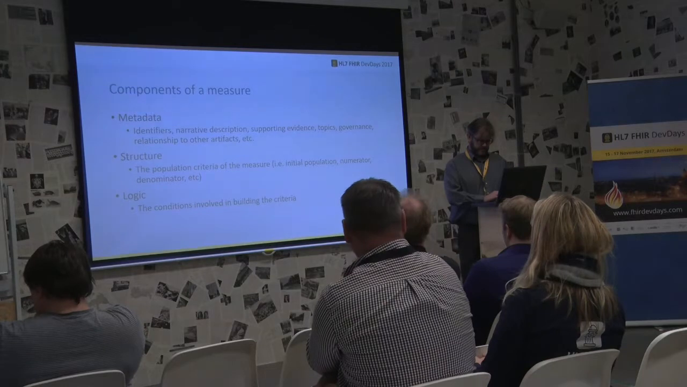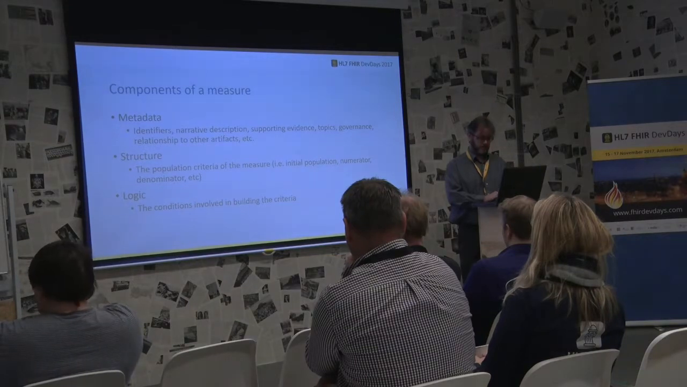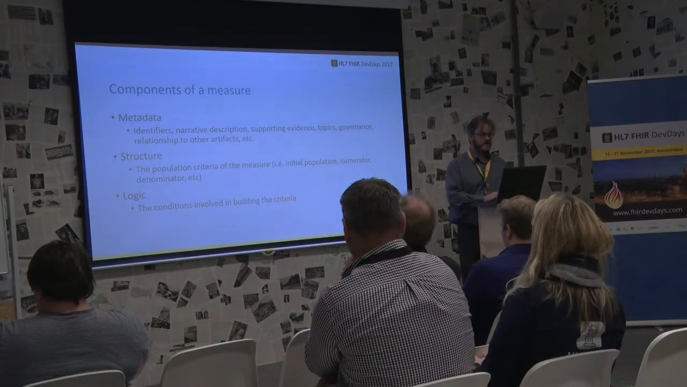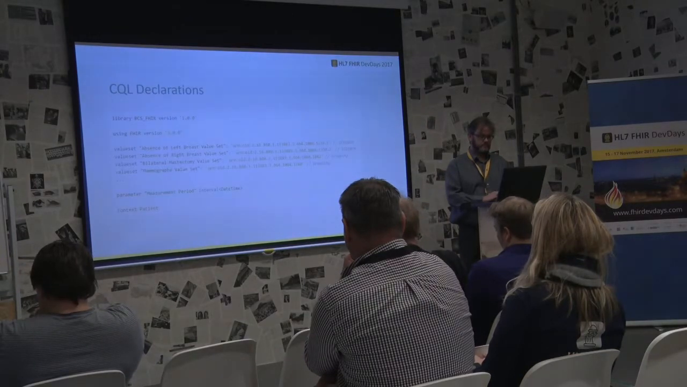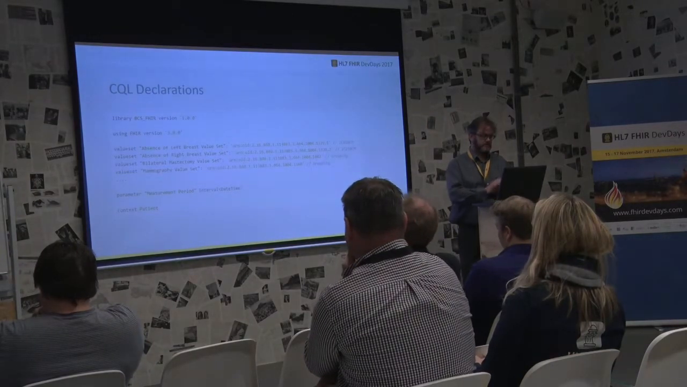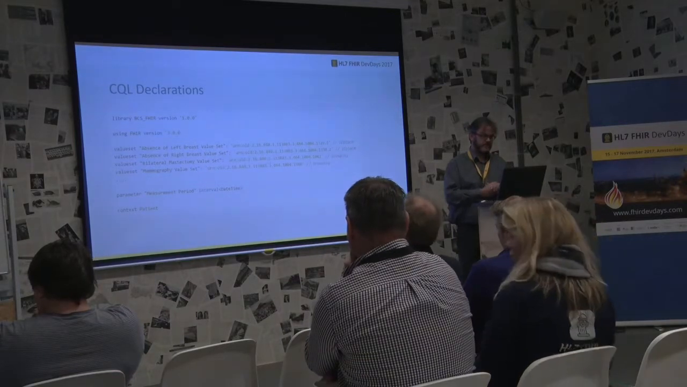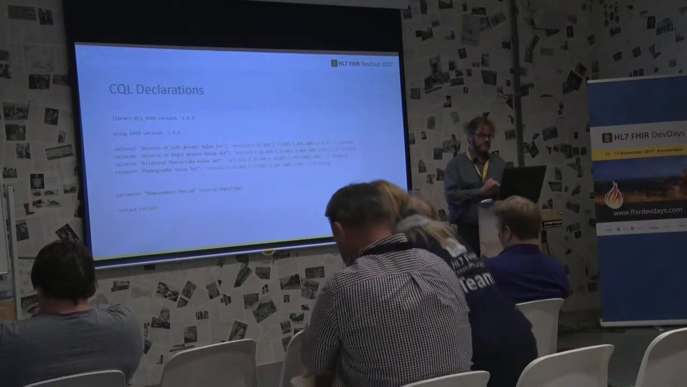And then the actual structure of the measure, where I say, here's the initial population, here's the numerator, here's the denominator, and what those population criteria are. And then the logic is where I actually define the conditions that go in to make up the actual criteria. So we'll start with this, which is a simplified view of one of the HEDIS measures.